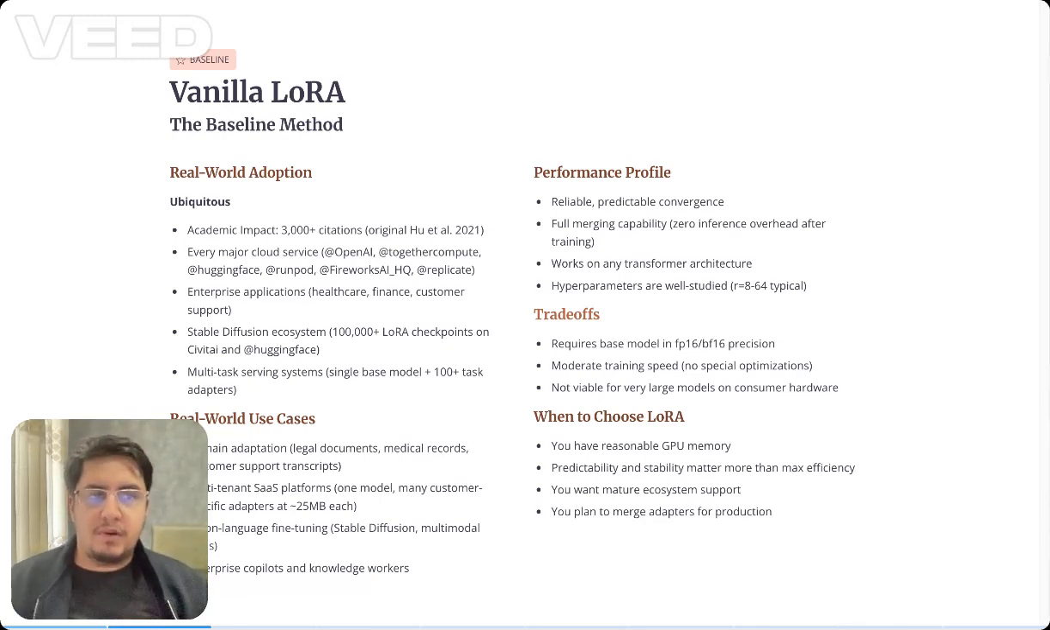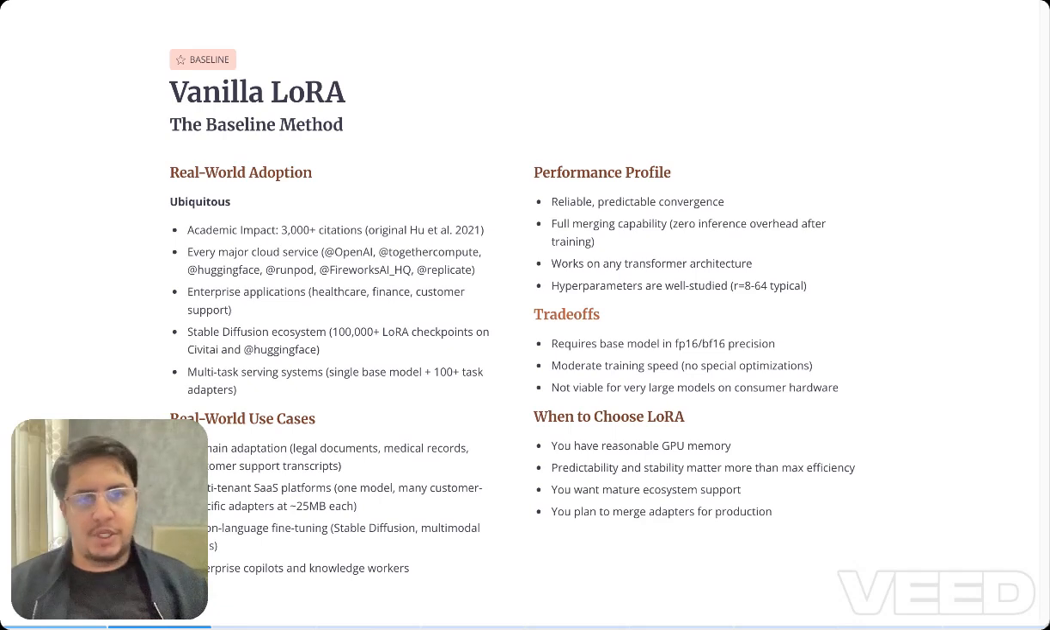In terms of the performance profile for vanilla LoRA, it's a fairly stable, robust, and reliable method because it has very predictable convergence, and its merging capability is unparalleled. It also works on a lot of transformer architectures, and its hyperparameters are well studied because by this point vanilla LoRA is a pretty well established and robust form of post-training for almost any post-training researcher.